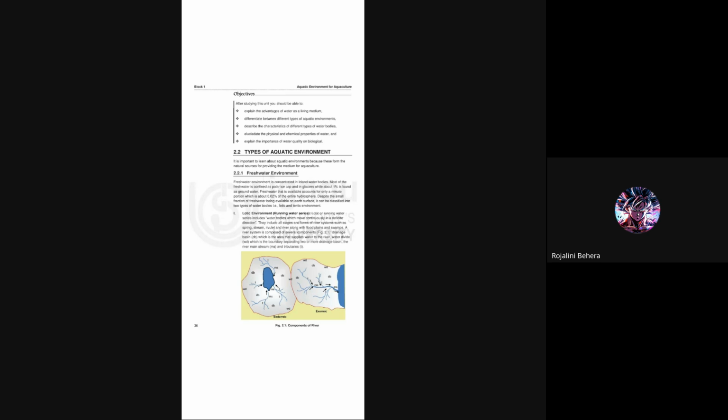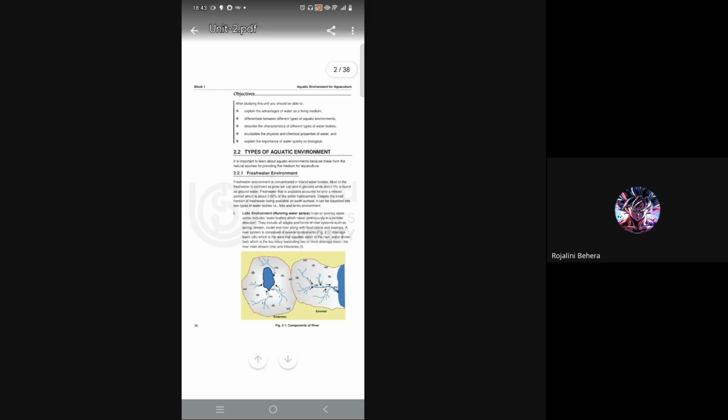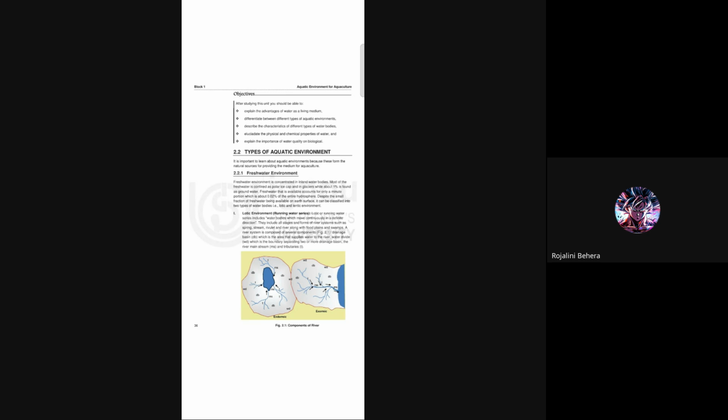Okay, so aquaculture happens in the aquatic environment. Aquaculture means what? Culture of organisms in the aquatic environment, in the water body. So first we should know what the different types of water bodies are. How many types of aquatic environment are there? You read it in unit 1. How many types? Three types: fresh water environment, marine water environment, and brackish water environment.